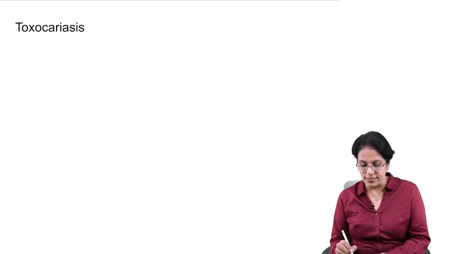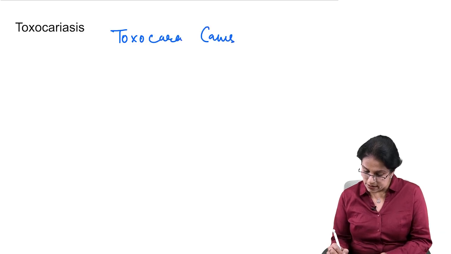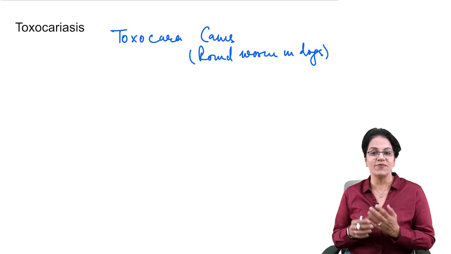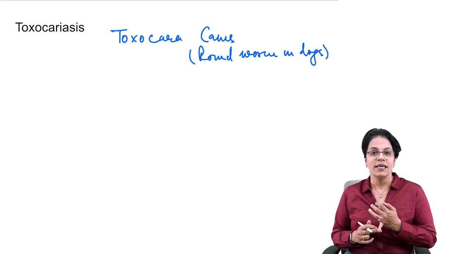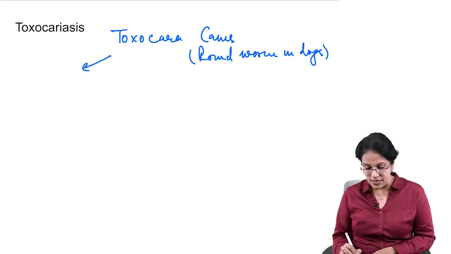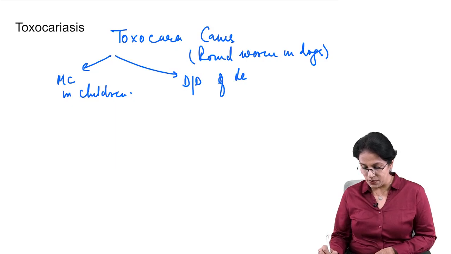Next is toxocariasis caused by Toxocara canis. Toxocara canis is mainly a roundworm in dogs. Okay, so what are the two main points that we have to remember about this toxocariasis? One, we have learnt it is the most common parasitic ocular infection in children. We have just mentioned it. So, more common in children. And what is the second? We have learned this in the differential diagnosis of leukocoria.